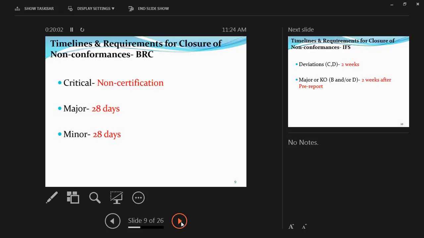In the case of BRC, the satisfactory evidence should be provided to the auditor within 28 calendar days. And that will be reviewed by the auditor, accepted, and the audit report will also be reviewed by the technical reviewer, and the CB will come to the conclusion that the facility can be certificated. So in the case of BRC, you have essentially 28 days to get them closed.